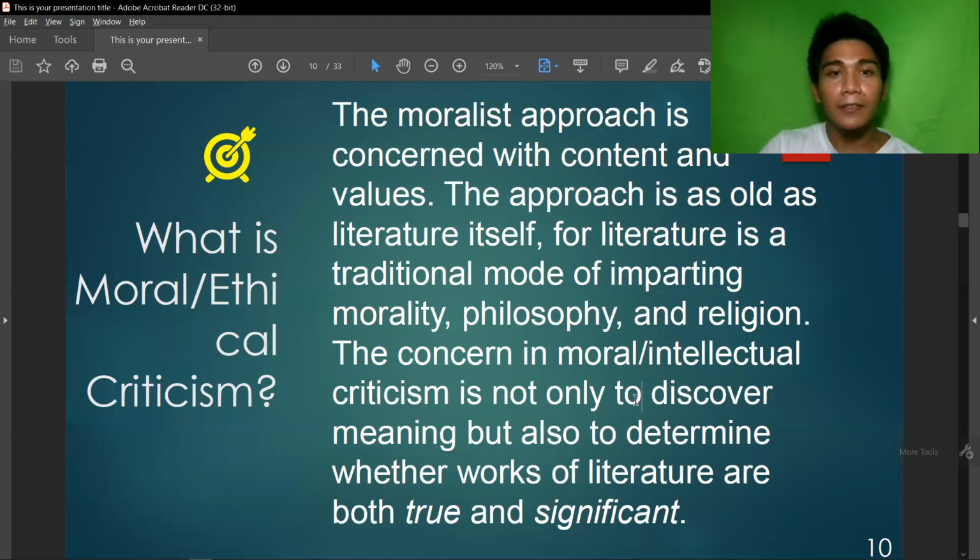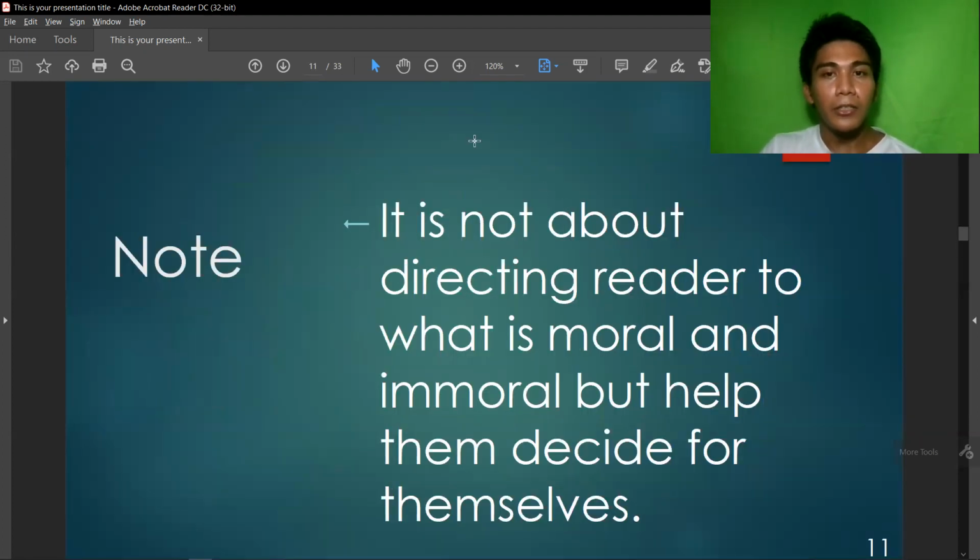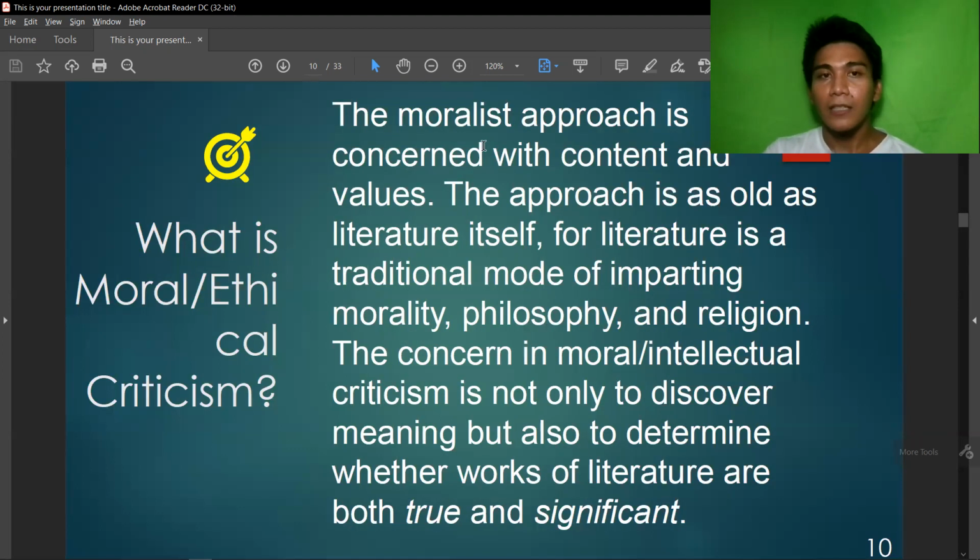Now, everyone, note, it is not about directing readers to what is moral and what is immoral, but helping them decide for themselves. So it should not be said to them, this is right and this is wrong; they should figure out by themselves what is right and what is wrong. Next.